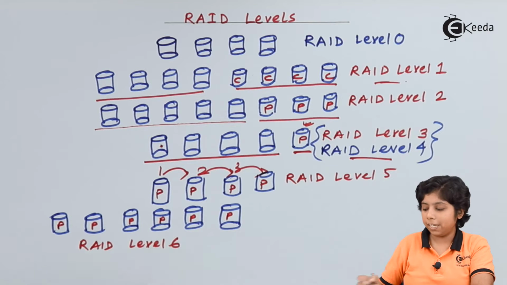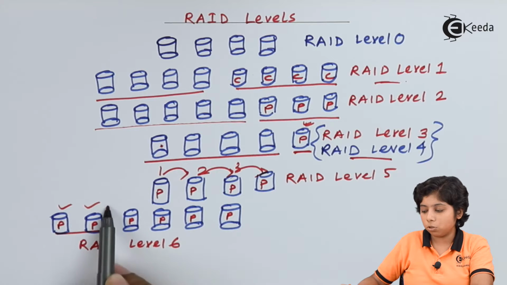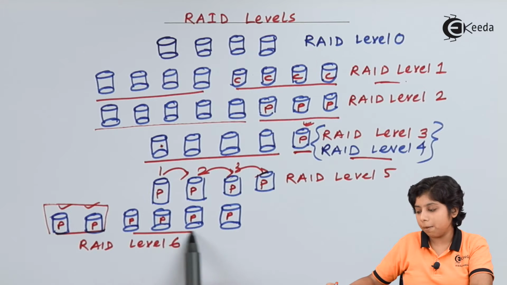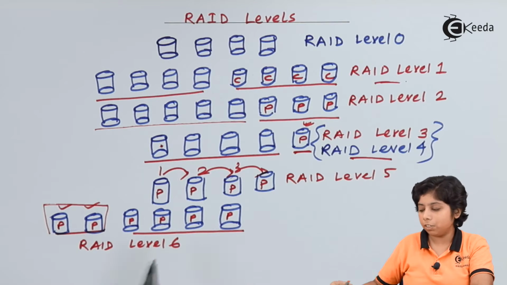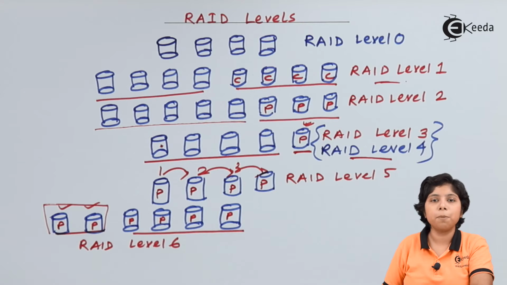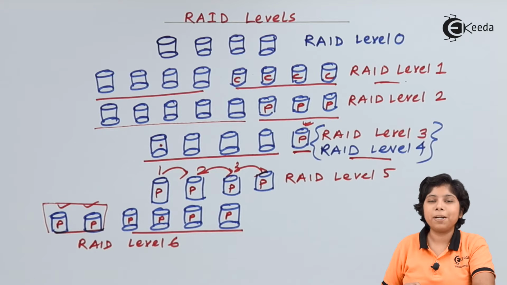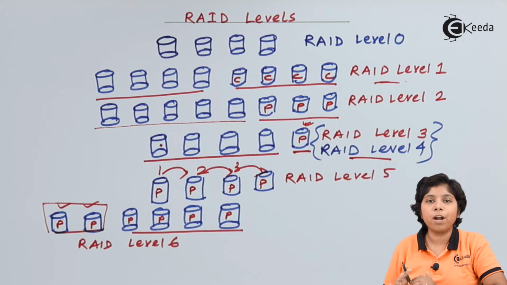Here we can see that these 2 parity bits are stored along with the RAID level 5 architecture, which uses the disk along with the parity bits. So it definitely has more reliability than RAID level 5, but it is not widely implemented because of the overhead of the extra disk required for storing the redundant information.